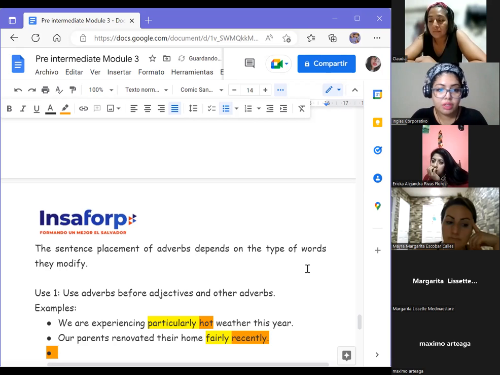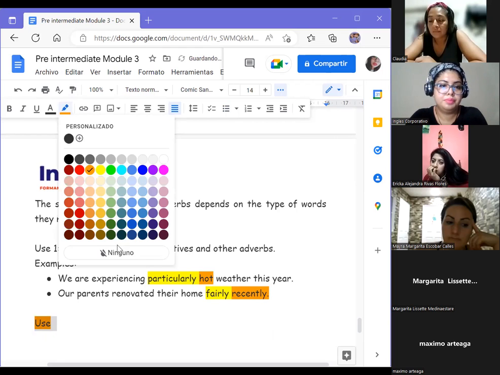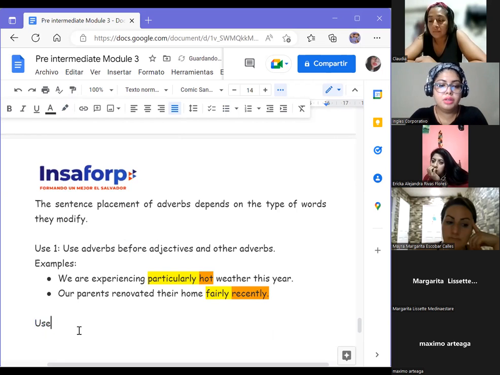Now, we are going to see use number two. Okay, use number two, and it says, use adverbs after the verb they modify.